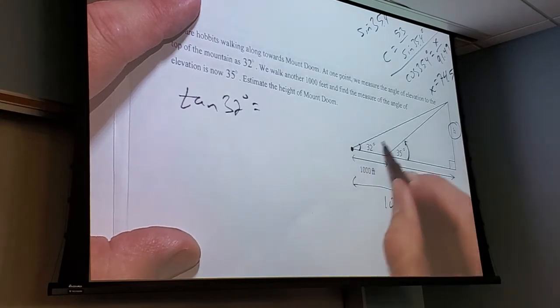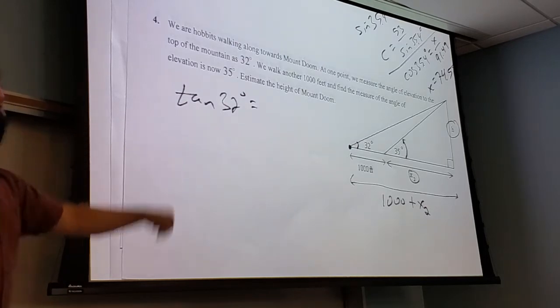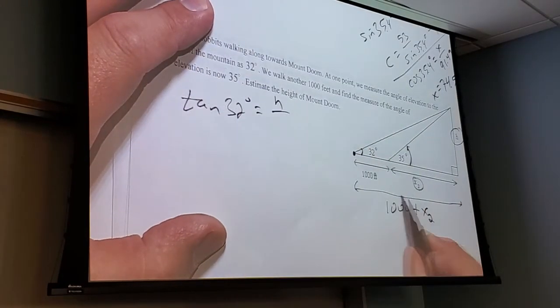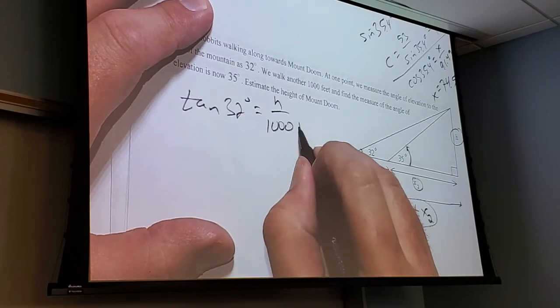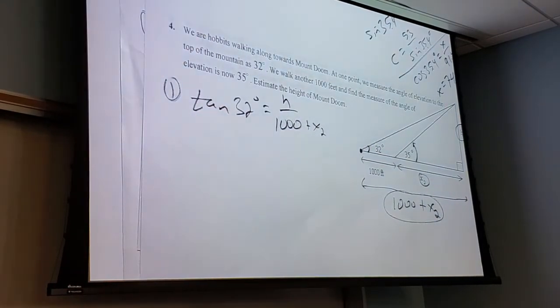Right? Big triangle. You can do it. What's tangent in general? What side to what side? Y to x. Or opposite to adjacent. So y to x. What's the y side? H. What's the x side? 1,000 plus x2, yes? Okay, so that's one thing we can set up in that one triangle.